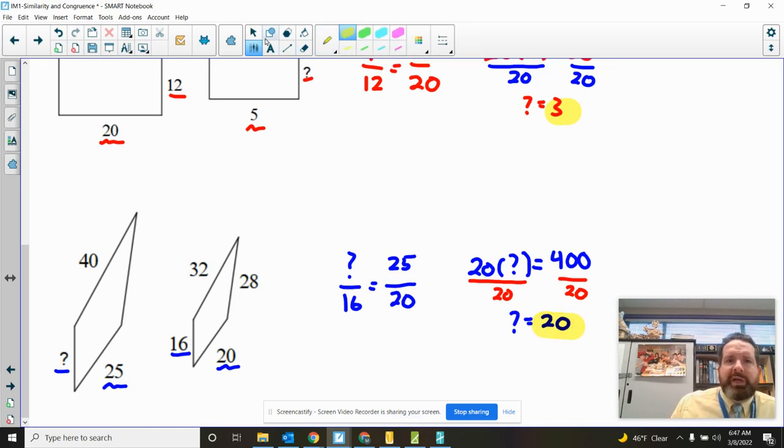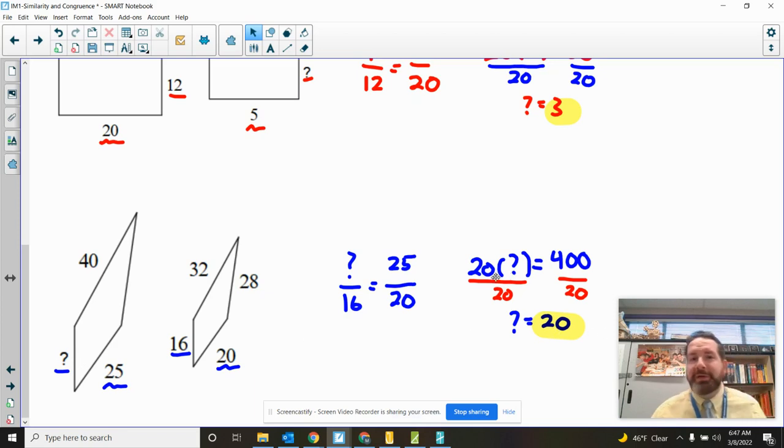So once again, a reasonableness check. From left shape to right shape, the numbers go down a little. So this should be a number that's a little bit bigger than 16. I think 20 looks reasonable. So we are in good shape.